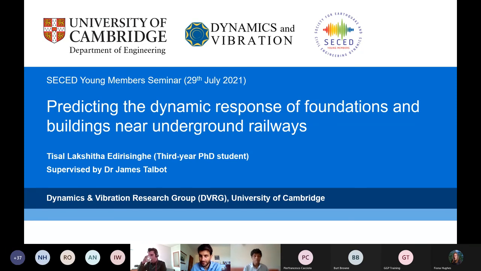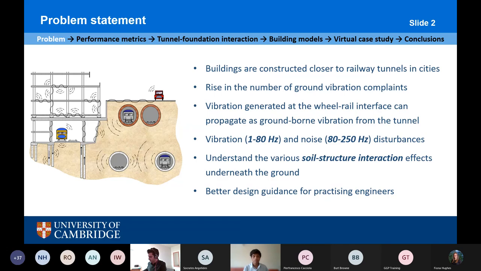So my presentation today will mainly focus on the numerical side of modeling for ground-borne vibration, and looking at the particular problem when you have foundations and buildings that are next to underground railways. The main problem that I was specifically looking at is when you have buildings that are, as I said before, constructed close to railway tunnels.